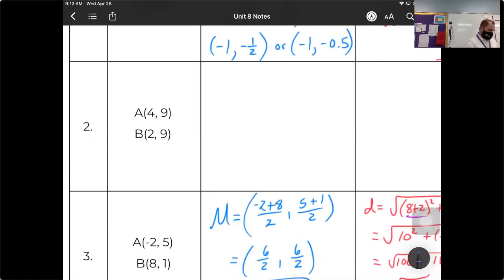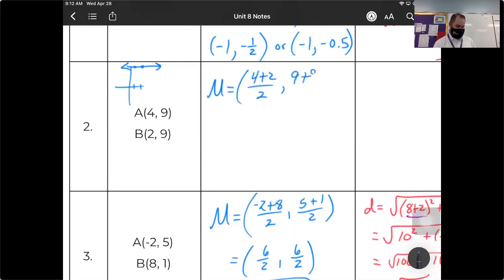Okay, these would both be at 4, 9, and 2, 9. They'd be lined up like that if you're going to graph them. You don't have to, but that's what they have in common here. So when we do our formulas, you're going to notice some special cases. So our midpoint formula, again, we add the x's, 4 plus 2, and divide by 2. Add the y's, 9 plus 9, and divide by 2.